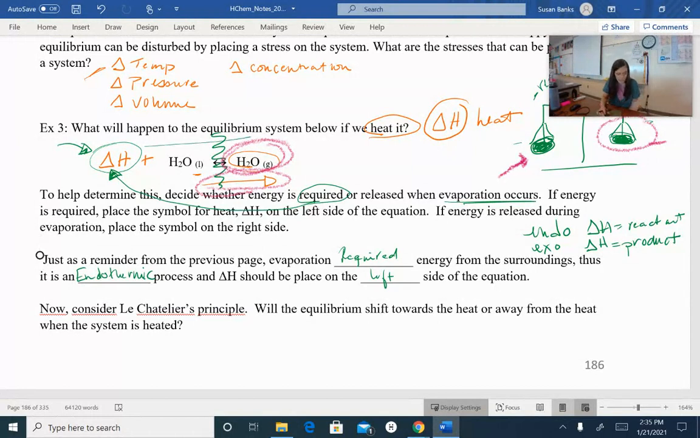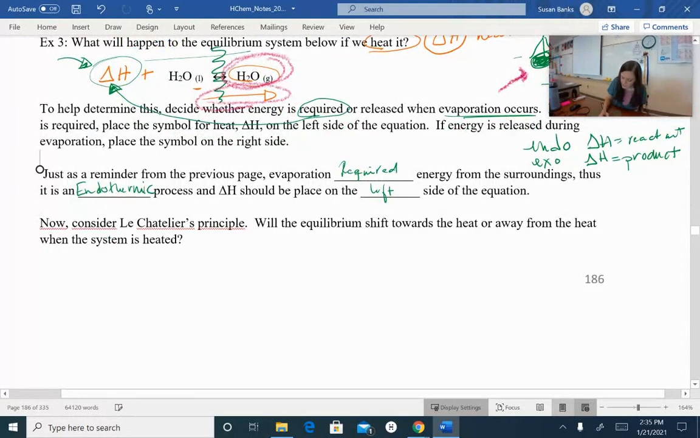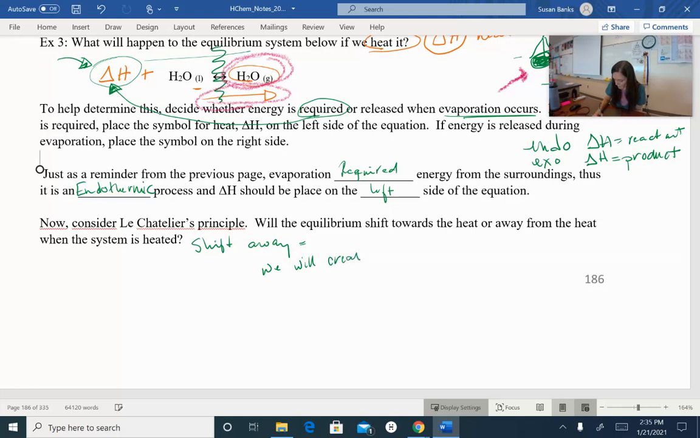So we are going to create more gas. It's going to shift away from the heat. We will create more gas. Okay? So we say, because that shifted right, we drew a right facing arrow, we see that that reaction shifts right.